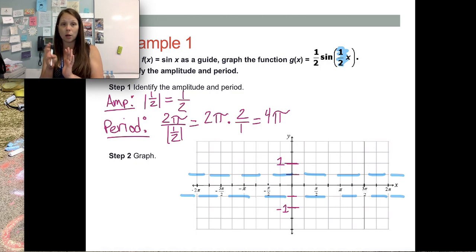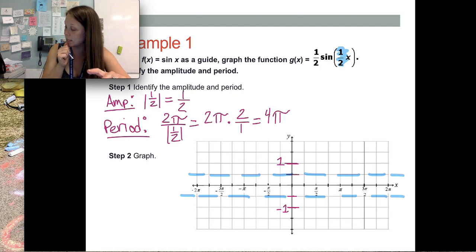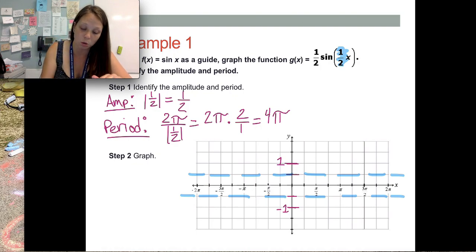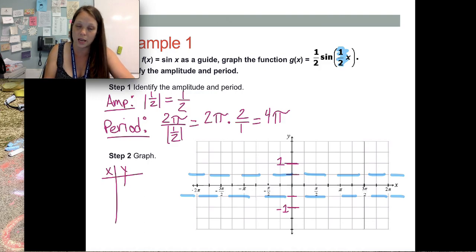And so that's drawing in one cycle of the graph. What we're going to do for that is, let's see here, I'm going to create a table. There's a couple of strategies you can use to graph this, and one of the strategies is to create a table.